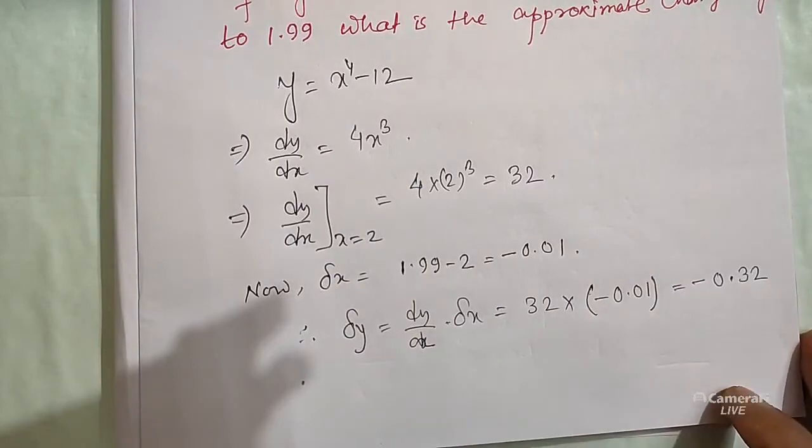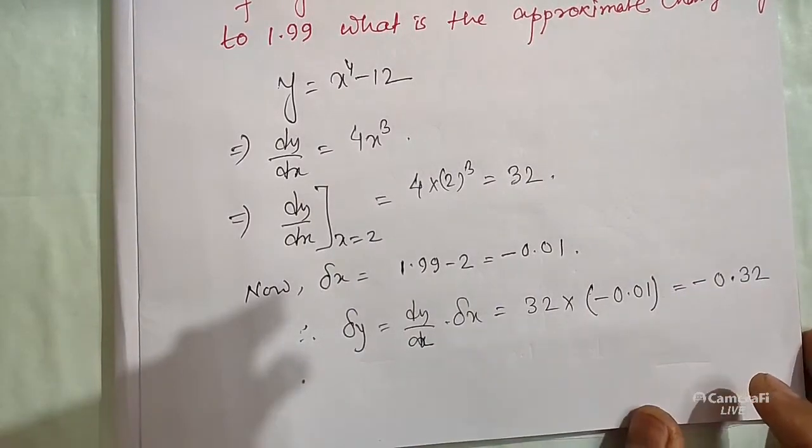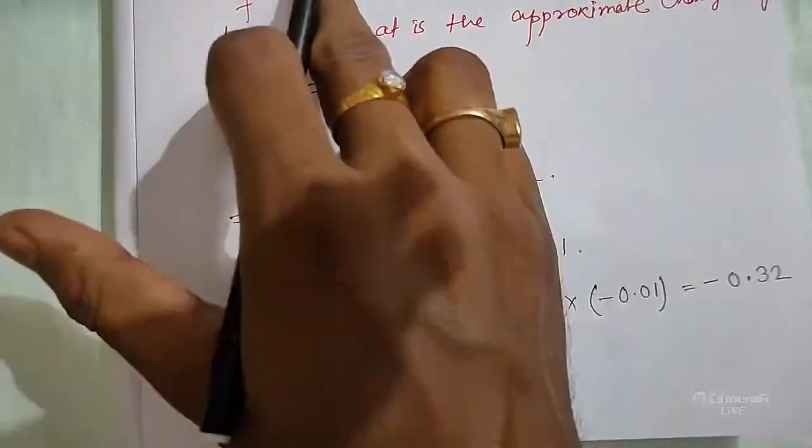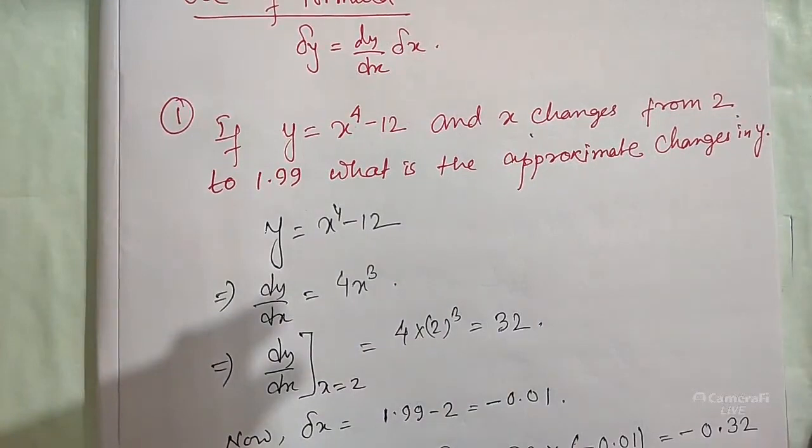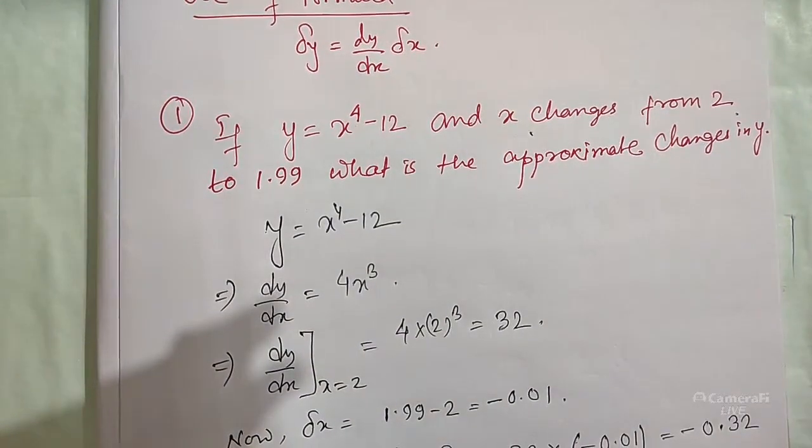So in this way we can solve the problem of approximation using this formula. Del y equals dy by dx into del x. One more important formula we will solve.